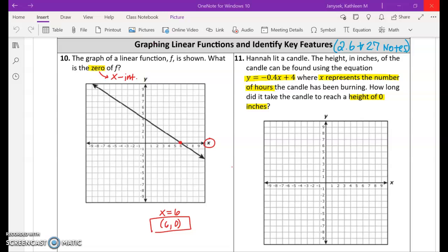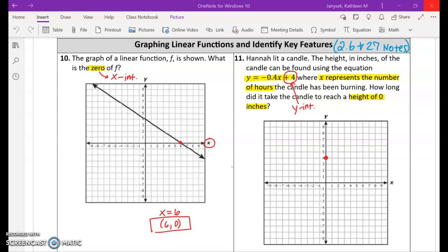Now in the second one, I'm actually asking you to graph it, or I gave you a graph because it's asking for a specific question. So let's read the situation. Hannah lit a candle. The height in inches of the candle can be found using this equation. So notice we should be able to graph this, right? This is our y-intercept. So I'm going to go ahead and plot that on the y-axis. That's how we always start with graphing. And negative 0.4 is our slope, okay?